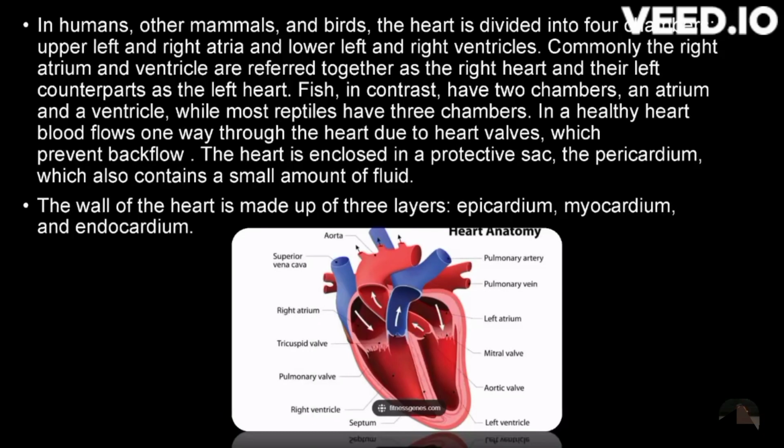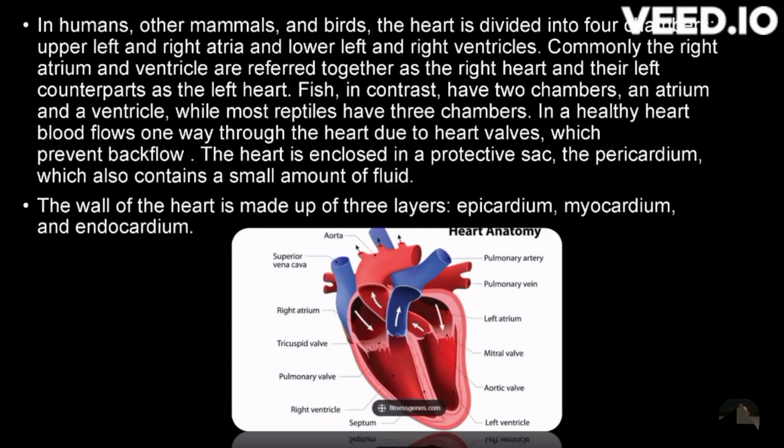In humans, other mammals, and birds, the heart is divided into four chambers, that is, upper left and right atria, and lower left and right ventricles. Commonly, the right atrium and ventricle are referred to together as the right heart and their left counterparts as the left heart. Fish, in contrast, have two chambers, an atrium and a ventricle, while most reptiles have three chambers.